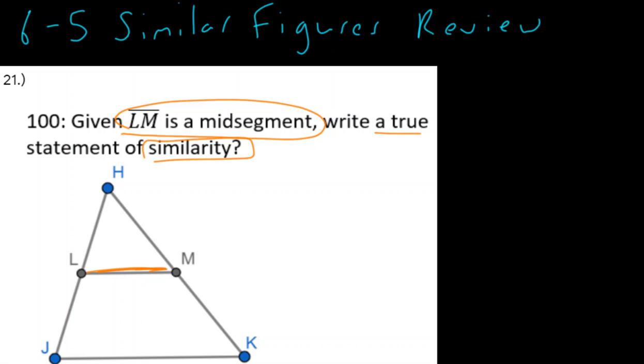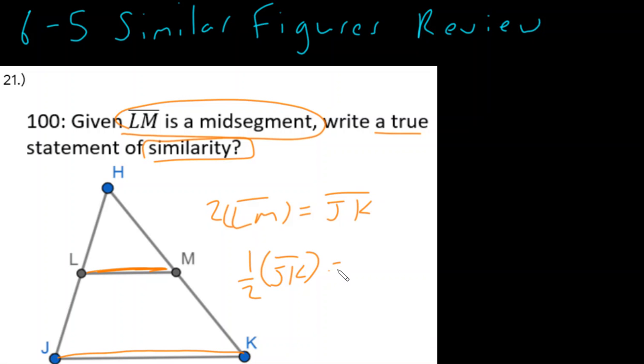And let's see, I'm kind of thinking of two right off the bat here. If LM is a mid-segment, we know that it takes 2 times LM to equal the base that it is parallel to, or JK. So 2 times LM would equal JK. Or we could do the opposite. We could say that 1/2 of JK is equal to LM.